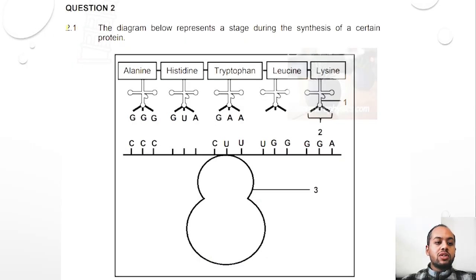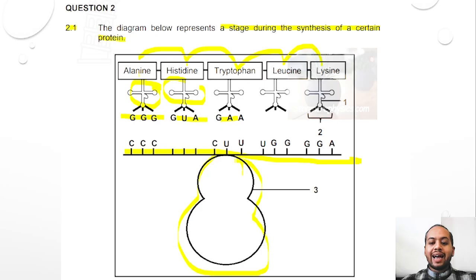The next question, 2.1, says the diagram below represents a stage during the synthesis of a certain protein. So you have different amino acids. You have your tRNAs carrying the amino acid as well as the anticodons. You have your mRNA strand attached to the ribosome. And you have number 1, number 2, as well as number 3.